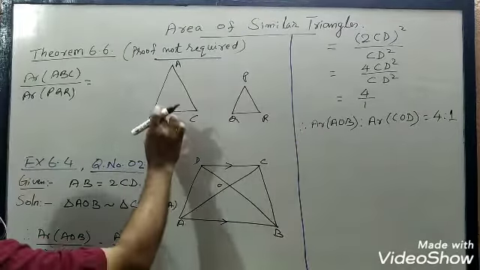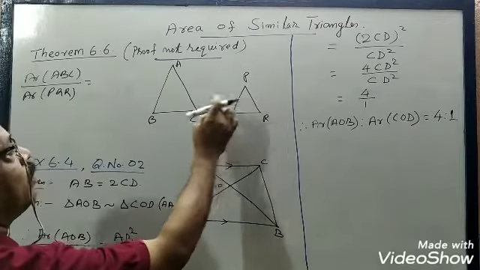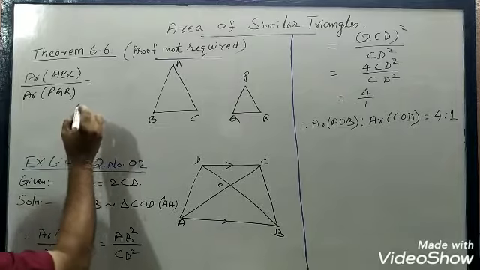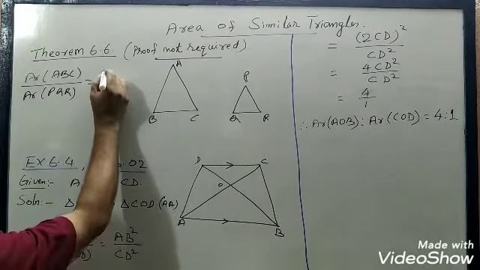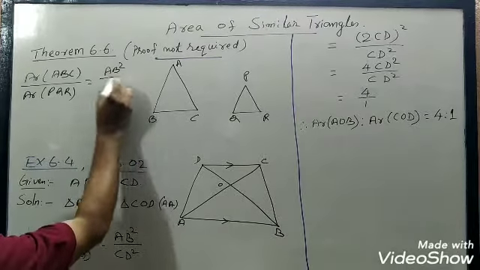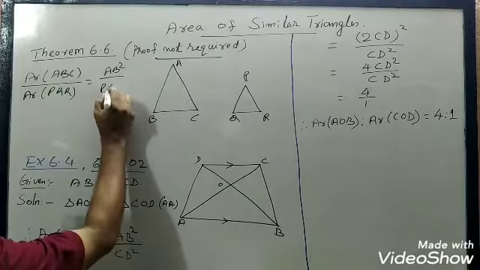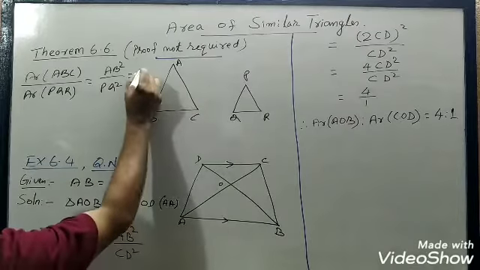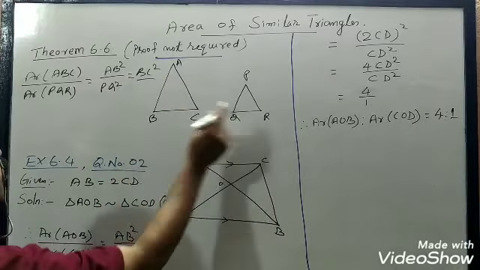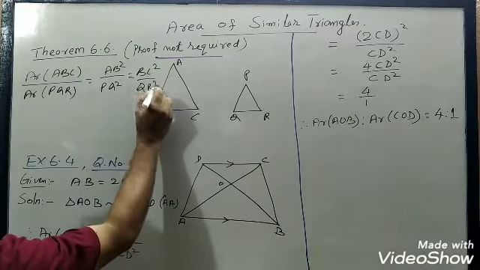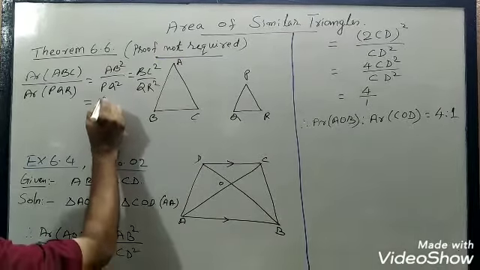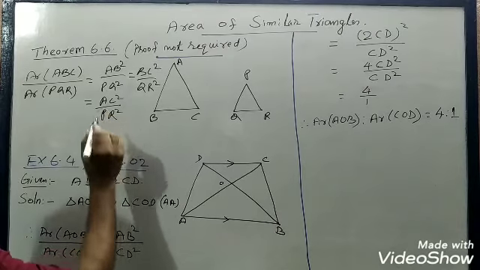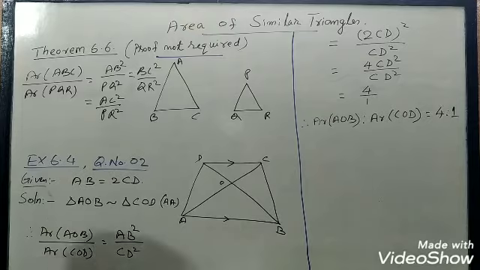So the theorem says that the ratio of the areas of two similar triangles, area of triangle ABC by area of triangle PQR, is equal to the squares of the corresponding sides. That is AB square by PQ square, or it will also be equal to BC square by QR square, or it will also be equal to AC square by PR square. This is the theorem. You have to understand that.